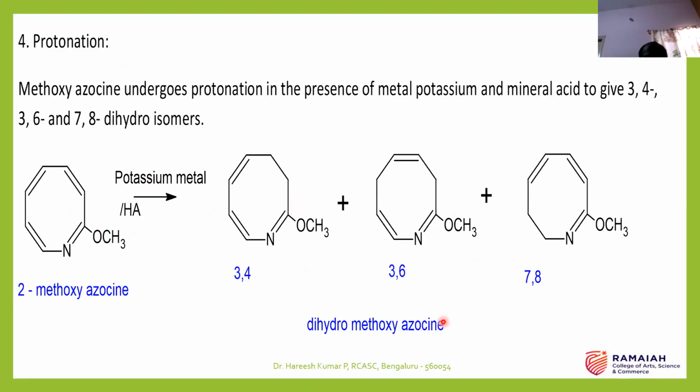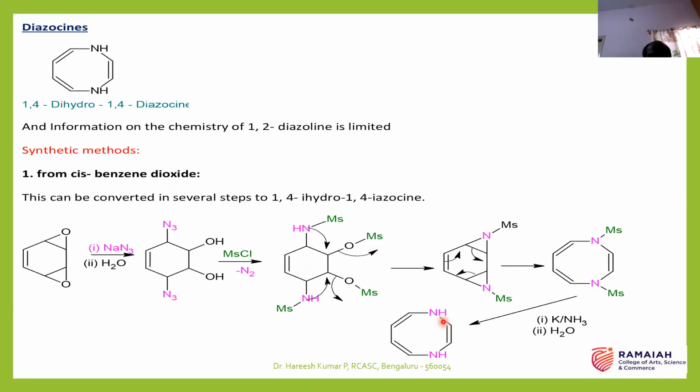Now let's look into one more compound. It's an 8-membered ring with 2 nitrogens. Then it's called diazocine. Here diazo stands for 2 nitrogens. Ocine stands for the 8-membered ring suffix. Diazo is the prefix, ocine is the suffix.